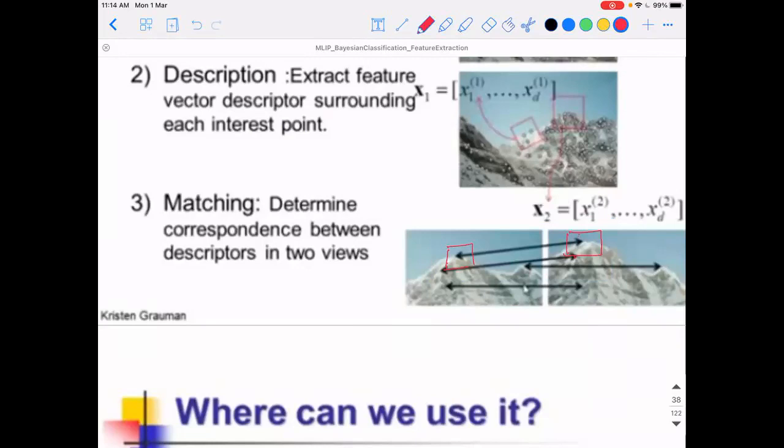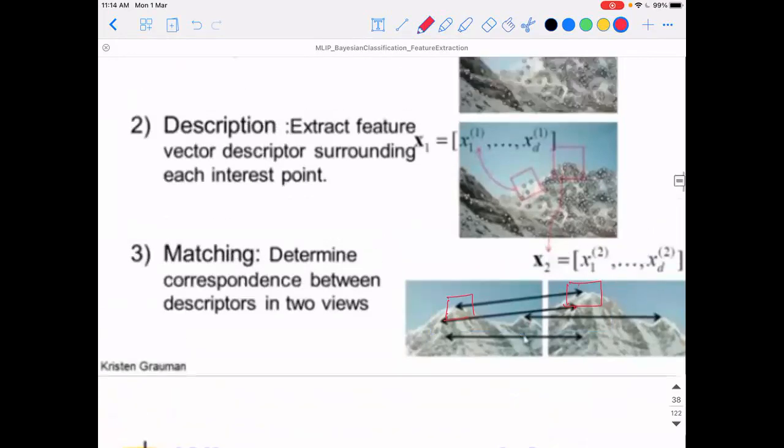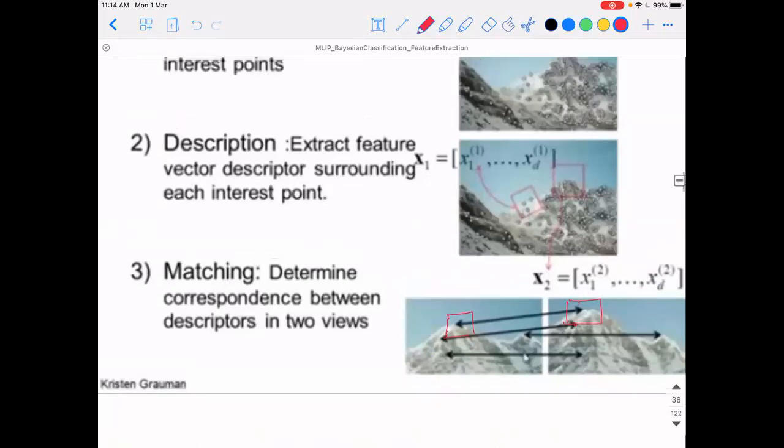What kind of features do you think are good features for matching across images? Any idea? Maybe invariant to rotation, scale and intensity. Yeah, right. It has to be somewhat invariant to view. Somewhat invariant to rotation. We can't make it completely invariant because of the limitations we have, but reasonably invariant.